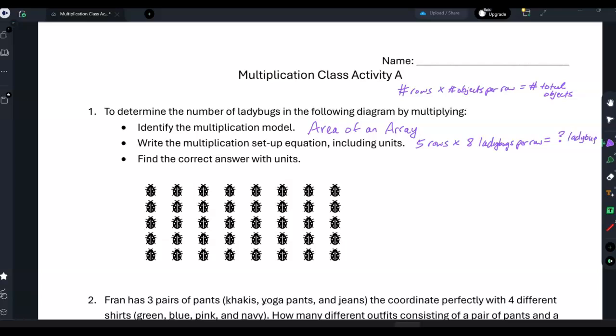If you write total ladybugs, that's also fine. You don't have to write the word total, but if you like to write the word total, you can. But definitely put ladybugs there. All right, so then this is enough information that we could find the correct answer. You could technically find it by counting, although the faster way would just be to multiply 5 times 8. And in this case, we get 40. You could write either total ladybugs or just ladybugs.